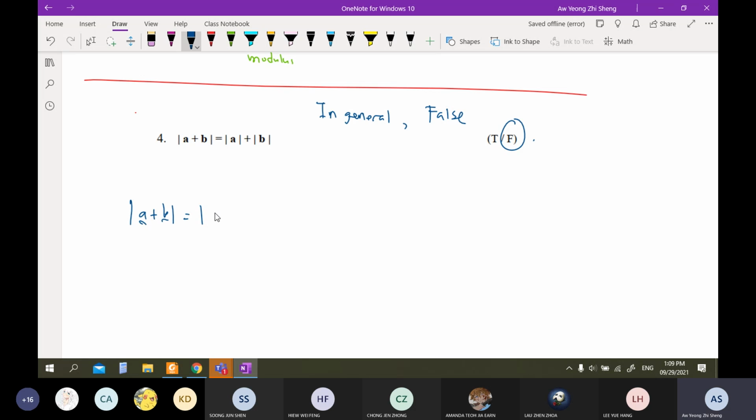Length of A plus B is equal to length of A plus length of B is true only when... wait, what do you mean by both positive or both negative? These are all positive numbers. This is a length. Lengths are all guaranteed to be positive.